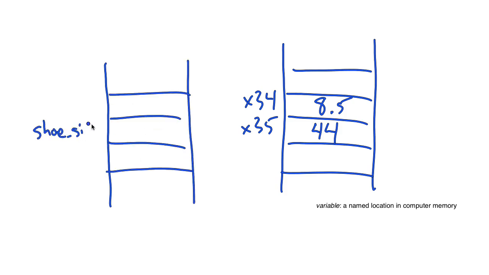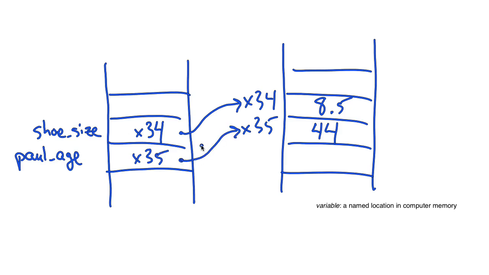We might have a variable shoe size that stores memory address X34. That means that shoe size refers to the value 8.5. In the same way, we might have a variable Paul age, whose value is 44. We accomplish this by storing memory address X35 with variable Paul age. A nice thing about Python is that you don't have to worry about which particular memory addresses are chosen. Python will keep track of all of this for you. In fact, you can't even pick which memory addresses are used. However, it really helps to keep this model in mind when you're programming.